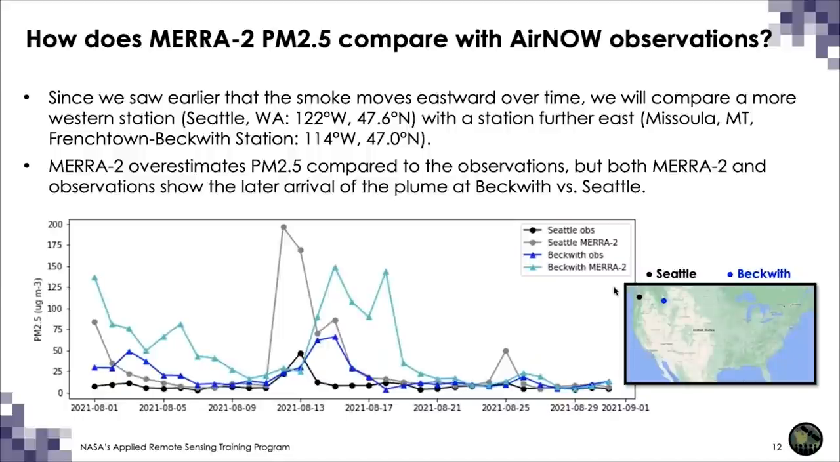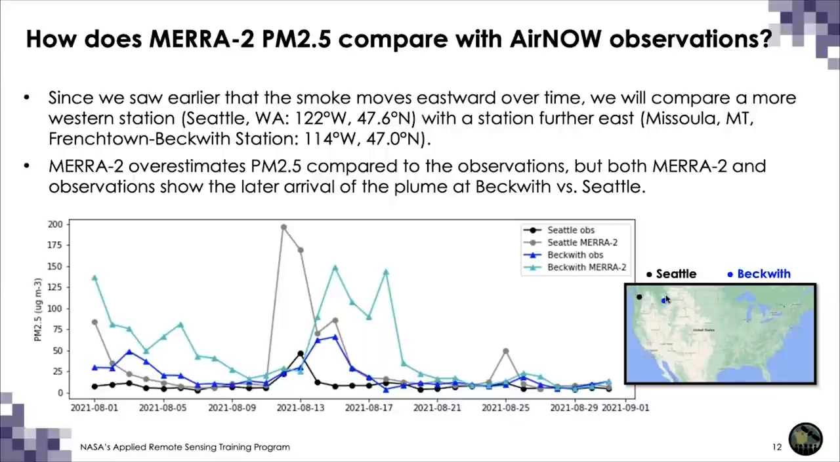So how does MERRA-2 PM2.5 compare with AirNow observations? At the beginning of the case study, we saw that smoke moved eastward over the period from August 13 to 15. We will therefore consider time series for one station in Seattle, Washington, shown in the black dot here, which is toward the western side of our domain, and one for a station further east, the Missoula, Montana, Frenchtown Beckwith station, which I'll be calling Beckwith for short. And the map here shows those two locations.